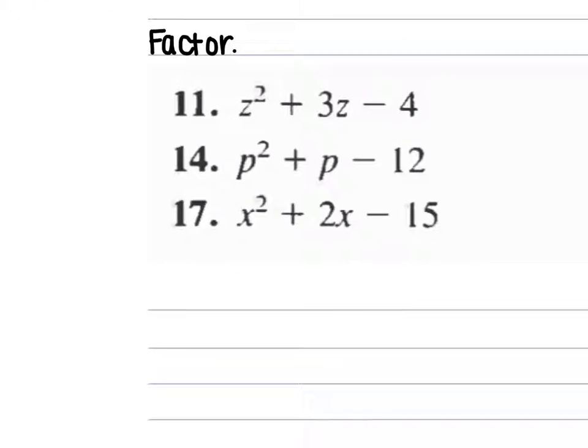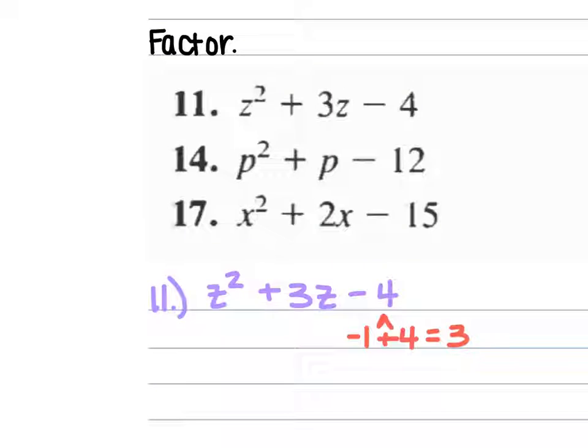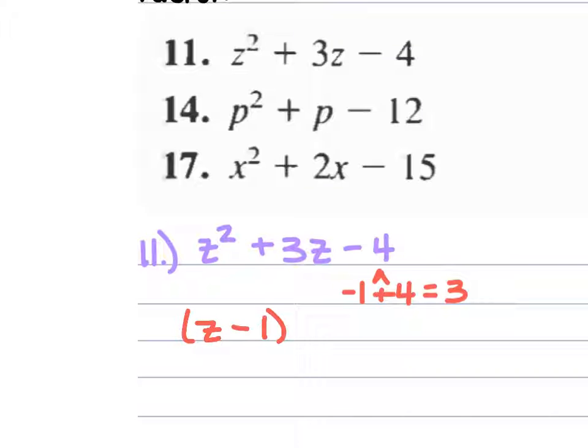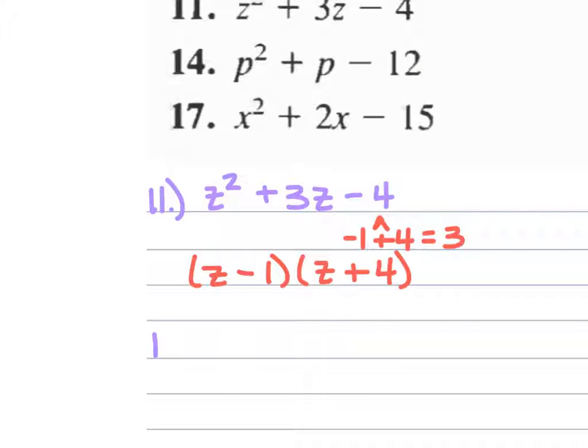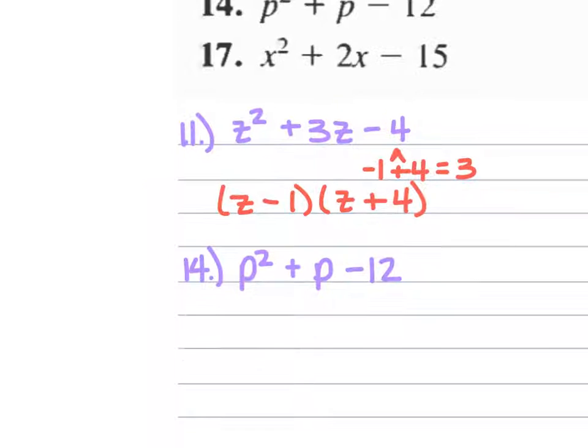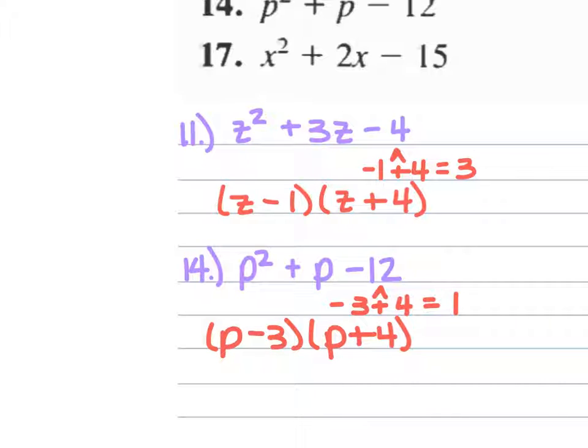If we look at some extra examples, for 11, we have z squared plus 3z minus 4. Your factors of negative 4 that add up to be a 3 are a negative 1 and a positive 4. So this is going to be z minus 1 times z plus 4. For 14, we have p squared plus p minus 12. Your factors of negative 12 that add up to be a positive 1 are 3 and 4. That 3 would have to be negative, that 4 would have to be positive to get that positive 1. So this is going to be p minus 3 times p plus 4.